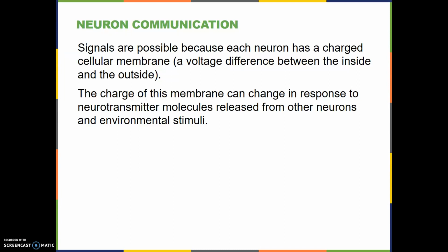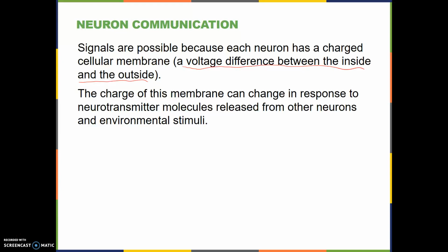Okay, so when neurons communicate, the signals are possible because each neuron has a charged cellular membrane, or a charged plasma membrane. It's still a cell, so the outside of an animal cell is the plasma membrane. And the charge is a voltage difference between the inside and the outside. You call that voltage the resting membrane potential. The resting membrane potential is the voltage across the plasma membrane.